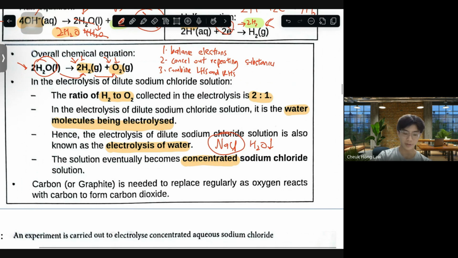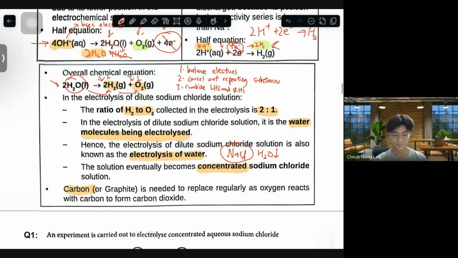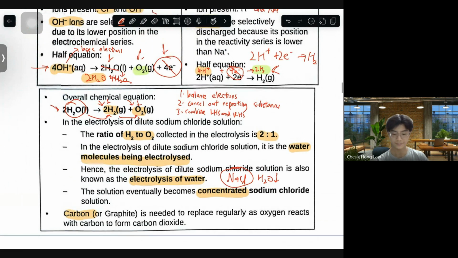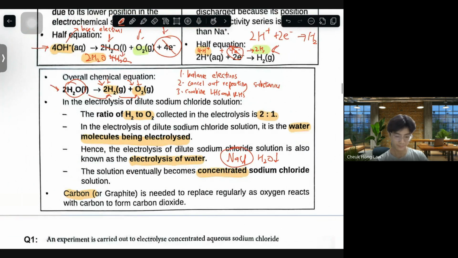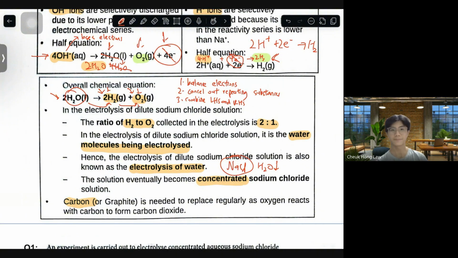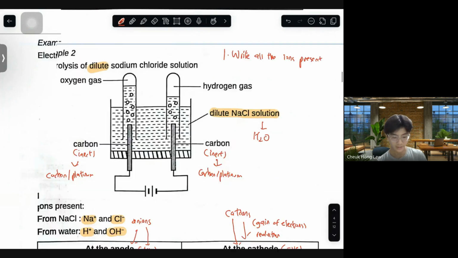Then since our electrodes, we are using carbon, it has to be replaced regularly, because oxygen reacts with carbon to form carbon dioxide. So all these things we have to know. These are the things that we can analyze. Okay, any other questions? So this is for dilute solutions. Okay, no questions.